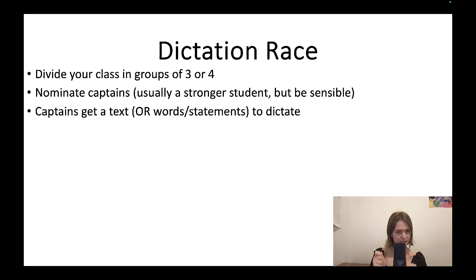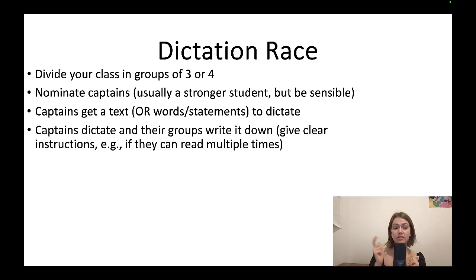Then captains get a text or word statements, whatever the text is, and nobody else in their team can look at it. So just for the captains to dictate. They read it out loud, their group listens to them, and they write it down.